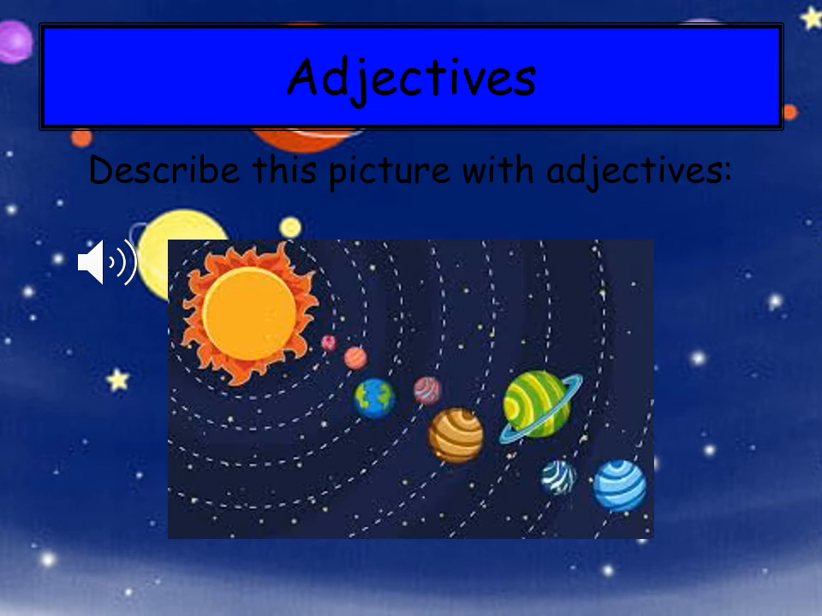I would like you to all look at this picture now. I'm going to give you about a minute to look at it carefully. As you can all see, it's our solar system with our different planets. I want you to think of adjectives to describe this picture for me. Please write down as many adjectives as you can to describe this picture.